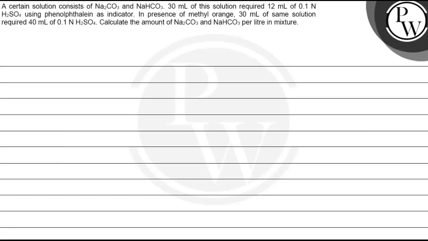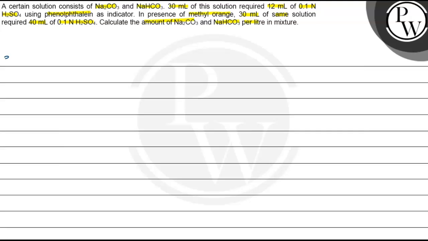So let's see the question, and the question says a certain solution consists of Na2CO3 and NaHCO3. 30 ml of this solution required 12 ml of 0.1 normal H2SO4 using phenolphthalein as indicator. In presence of methyl orange, 30 ml of the same solution required 40 ml of 0.1 normal H2SO4. Calculate the amount of Na2CO3 and NaHCO3 per liter in the mixture.